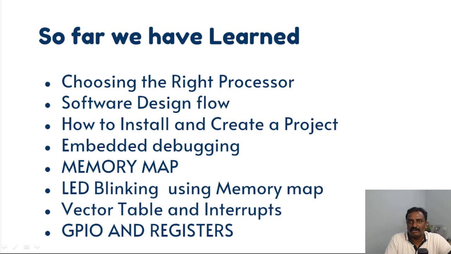And on day 5, we covered what is a memory map and how to use the memory map for the MCU for blinking an LED. We created a project for LED blinking and used the memory map to blink the LED. Day 7 was about the vector table: how to use the vector table for interrupts, how to write a program, and how interrupts work on a microcontroller. And day 8 was about GPIOs. We covered what GPIO is and how it works, how to configure its input and output, what is open drain and what is push pull. We also went through several registers of GPIO. So these are the things which we have learned so far.